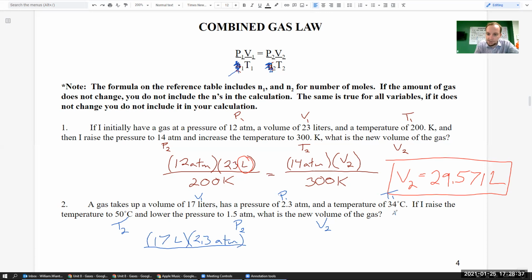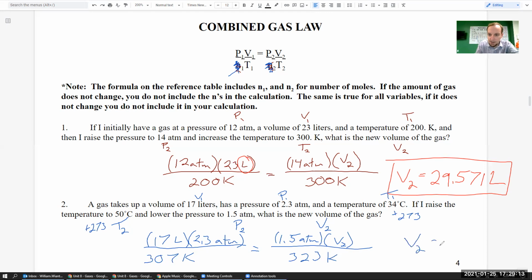Now, notice this is in Celsius, so we need to add 273. That would be 300 and what, 7? Yep, 307 Kelvin. And then I'm going to take my pressure 2, which is 1.5 atm. And then I have my volume 2, which is my x, my unknown. And then again, this is also in degrees Celsius. So that's going to be 323 Kelvin.